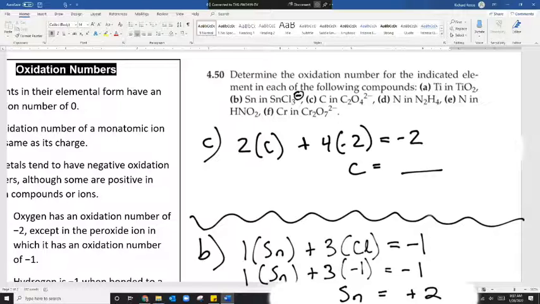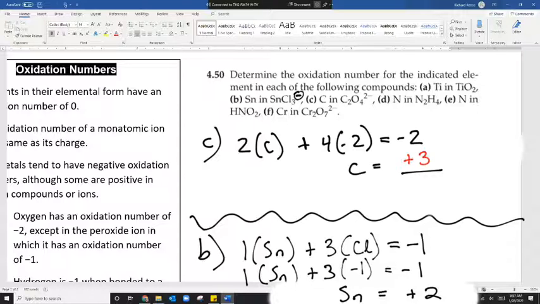Not yet? Okay. Kira, did you get an answer for letter C yet? You got it. So it's +3. And this is where just glancing at the periodic table wouldn't have worked for carbon, because nonmetals can actually change their oxidation numbers quite a bit depending on what they're bonded to.